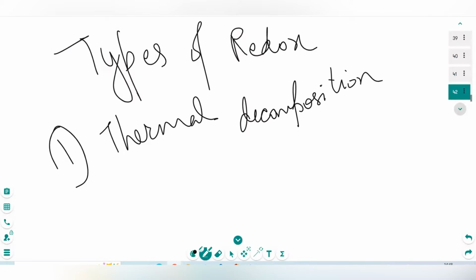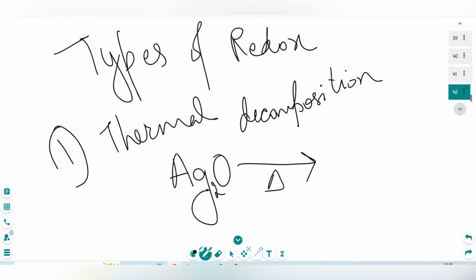Okay. So what do you mean by thermal decomposition? Basically, when it is reducing, some element is getting reduced. For example, if I say Ag2O, what is Ag? Silver. Okay. So thermal decomposition means when you apply heat to this compound, what will happen? It will break. Silver will become its elemental form, and oxygen will also become its elemental form. Okay. So when you apply heat, it's called thermal decomposition.